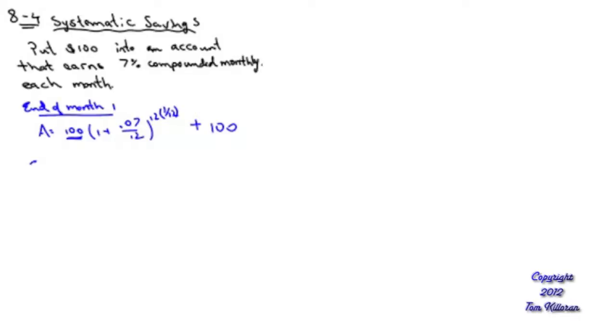At the end of month two, I just want to show you what builds up. Shh. You guys are talkative today. At the end of month two, you're going to get A equals. This one's going to earn another month of interest. This one's going to earn its first month of interest. And then I'm going to add on another 100. So, the first one gets another month of interest. $200.